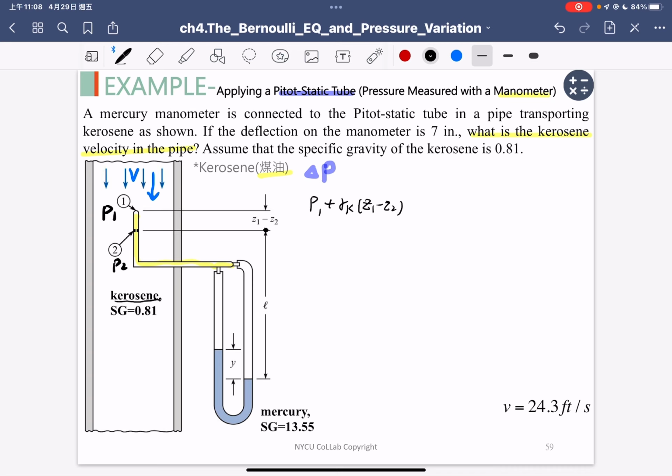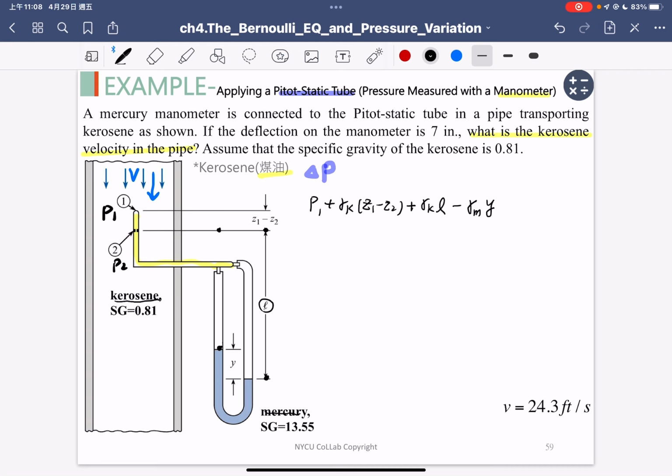And then we found this point going down in here. The length is L, and the material is also kerosene. So we plus the gamma K and multiply the L. And right now we move this point and go up to here. Because it is going up, the pressure decreases, so we have the minus. And what is the gamma material? The gamma material in here is the mercury, right? So here we use the gamma M and multiply the Y.